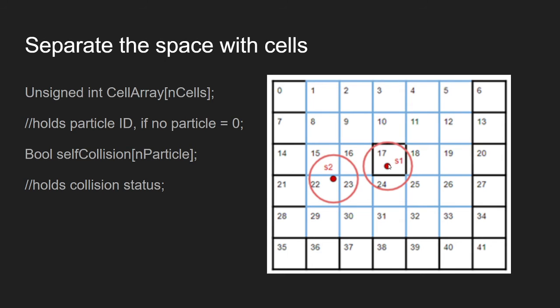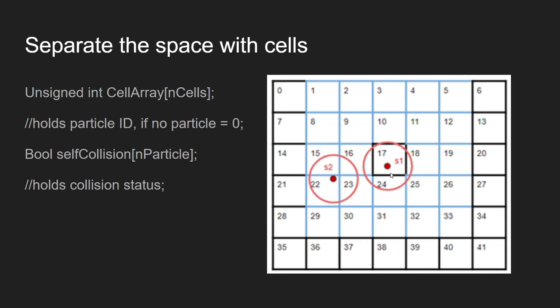So then everything is easy. Instead of traversing through all the other particles, all I need to do is traverse through the neighbor cells which this particle is at. For example, this S1. We're currently controlling S1, and S1 is at cell number 17. We know that cells 1, 2, 3, 4, 5, 8, 9 are its neighbors. So we traverse through its neighbor cells to see if there are any particles right there.